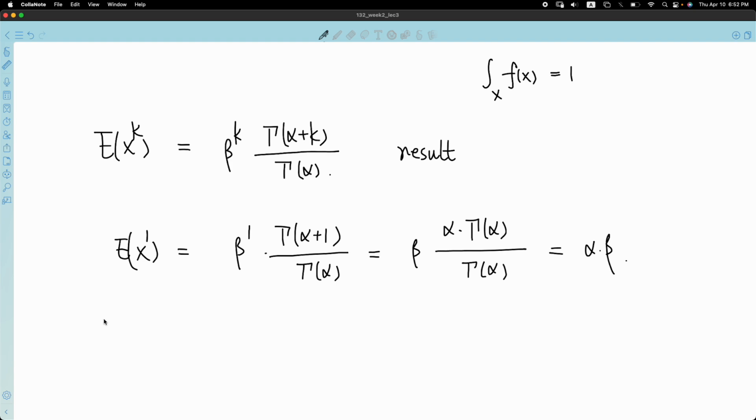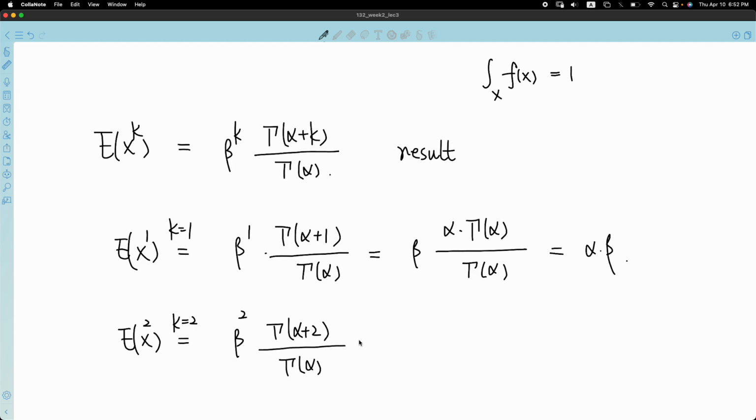Okay, so let me write down the result and then let's discuss more about that. For the second moment, similarly, let's set k equal to 2: gamma of alpha plus 2 over gamma of alpha. Okay. Anything that we can work with for the gamma question?